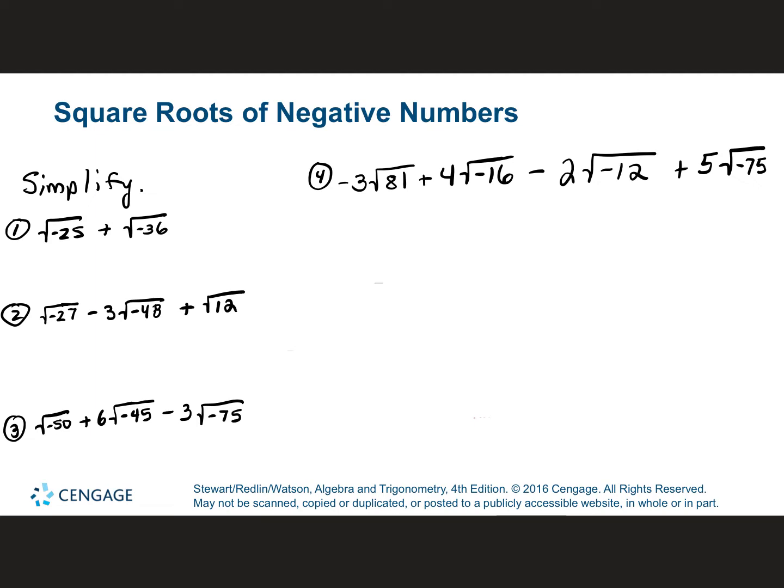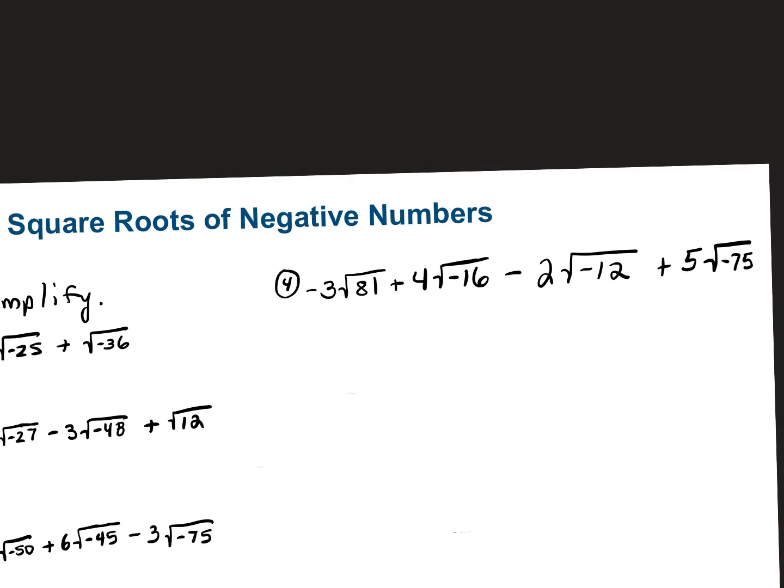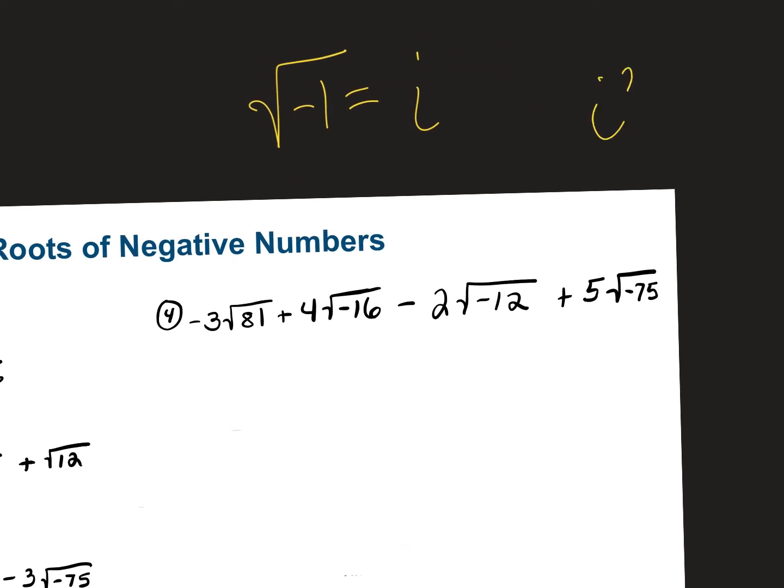We talked about that the square root of -1 is what? What's the square root of -1? No, the square root of -1 is what? Oh, i, right? And then if you have i squared, what does that equal? -1, okay? That's very, very important.